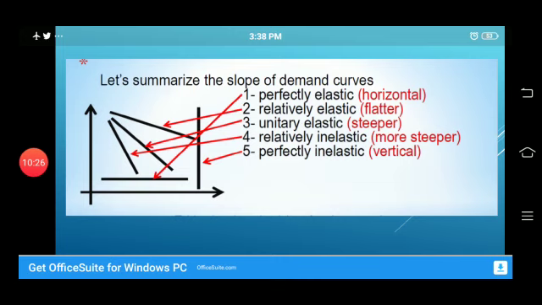Lastly, let's summarize the slope of the demand curve. Number one is showing perfectly elastic, number two is showing relatively elastic, number three is showing unitary elastic, number four is showing relatively inelastic, and number five is showing perfectly inelastic. Horizontal, flatter, steeper, more steeper, and vertical. Thank you.